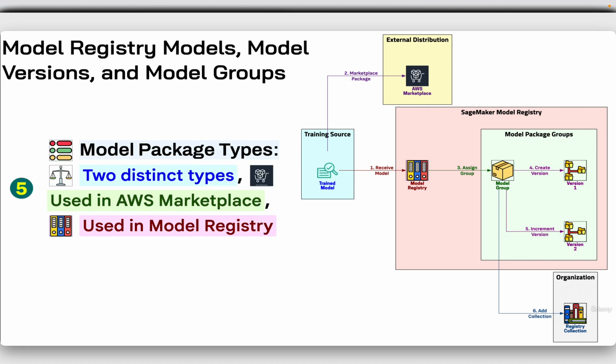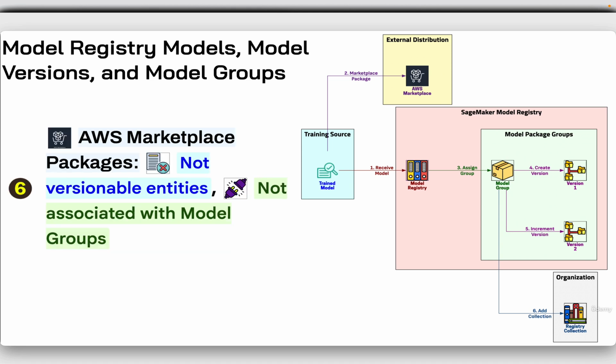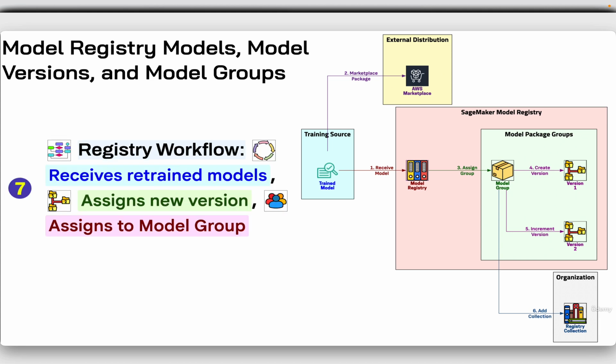There are two distinct types of model packages in SageMaker AI, those used in AWS Marketplace and those used in the model registry. Model packages used in the AWS Marketplace are not versionable entities and are not associated with model groups in the model registry. The registry workflow receives every new model that you retrain, assigns it a version, and assigns it to a model group inside the model registry.